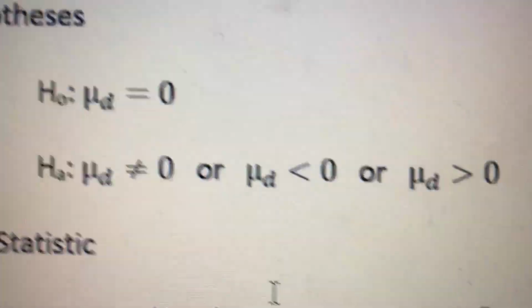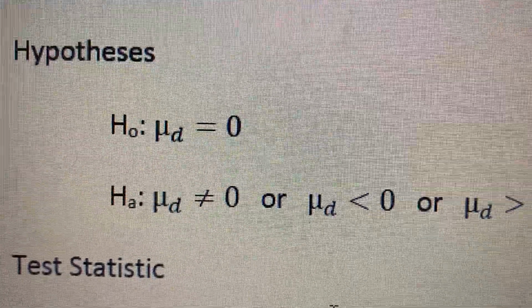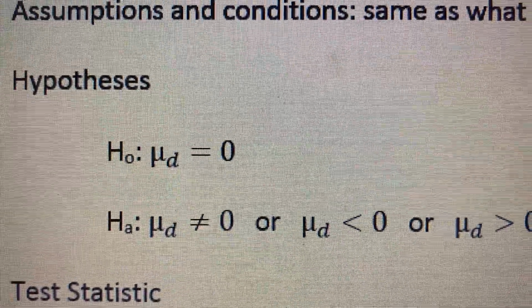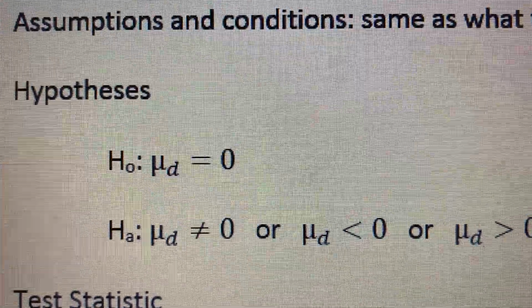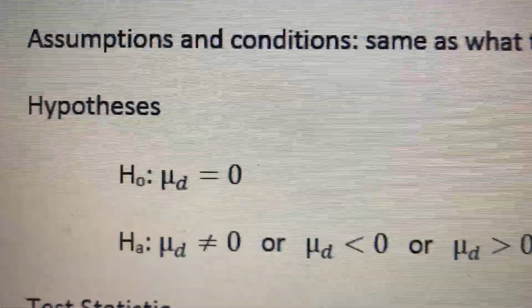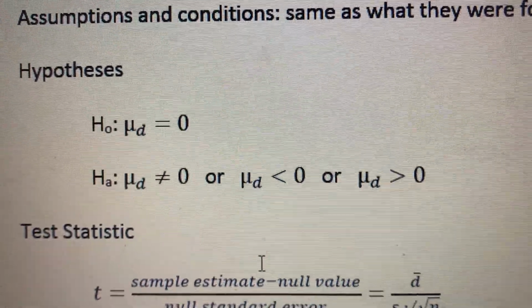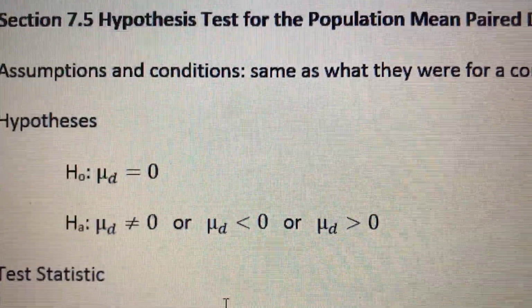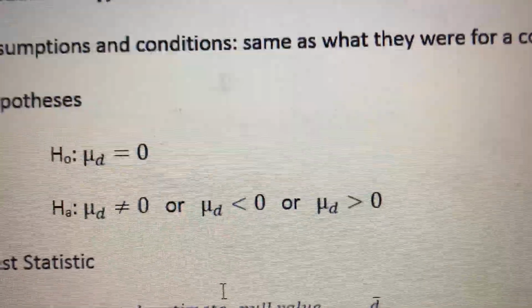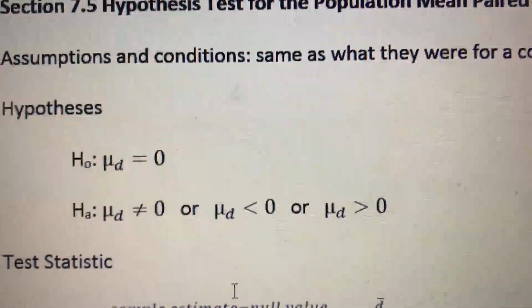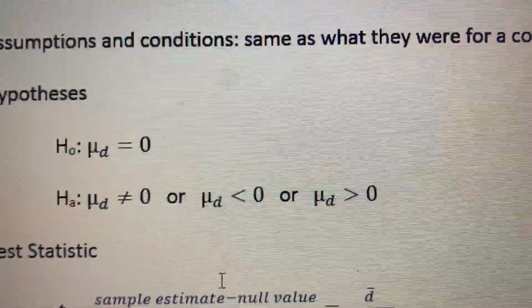Our hypotheses: our null hypothesis is always of the form our parameter of interest, which is mu sub d, equals some null value. Now, for purposes of this class, and most of the time outside of this class, we will use a null value of 0. If you were trying to disprove the freshman 15, you would probably put 15 there, but we will not do that type of example here in our class.